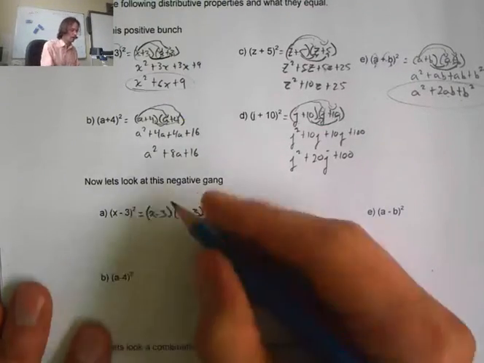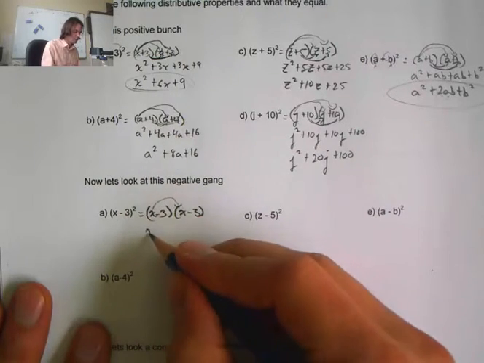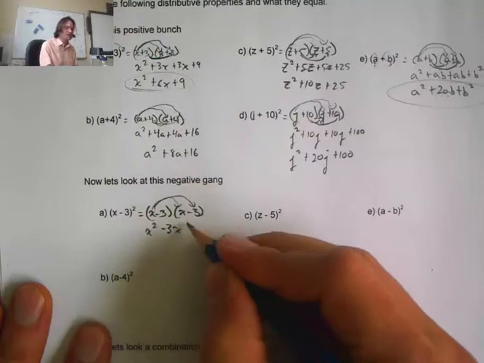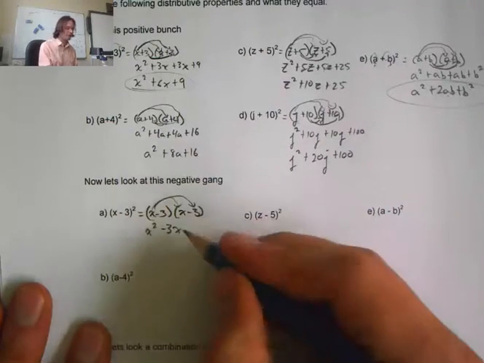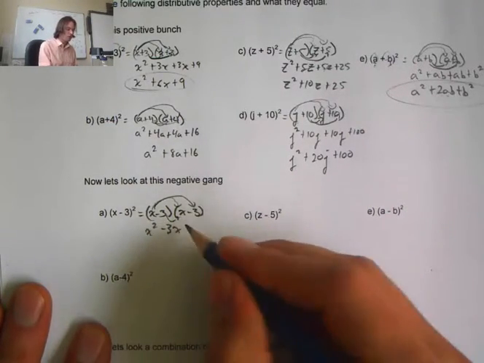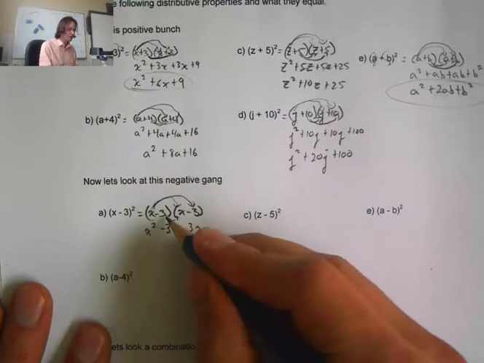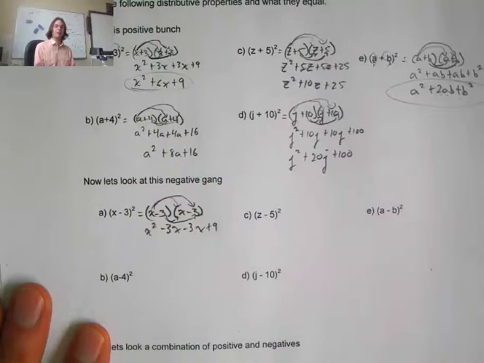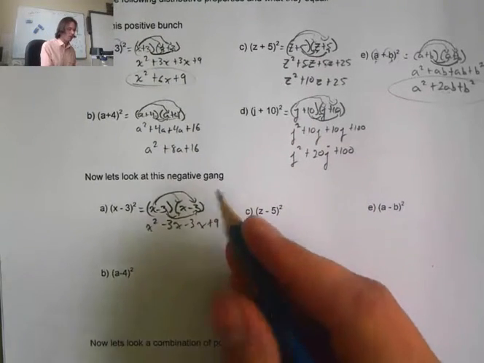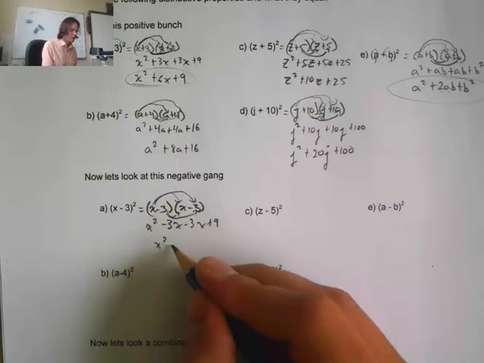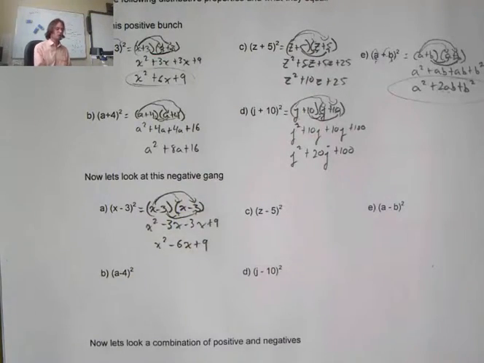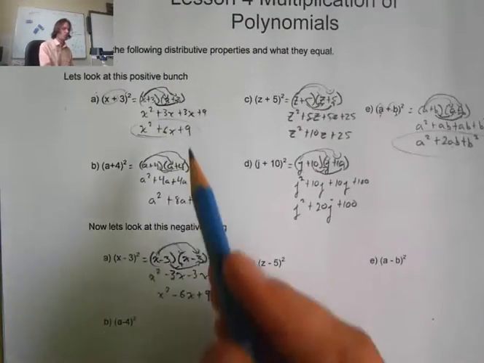Okay, multiply this out, distributive law again, I'm going to get x squared, and then minus 3x, because this is a negative, so I have to multiply by negative 3x. Then we go negative 3 multiplied by x is negative 3x. And then I go negative 3 multiplied by negative 3 is positive 9. So I combine these all together. I am going to be left with x squared minus 6x plus 9. Look how this one compares to the one above.